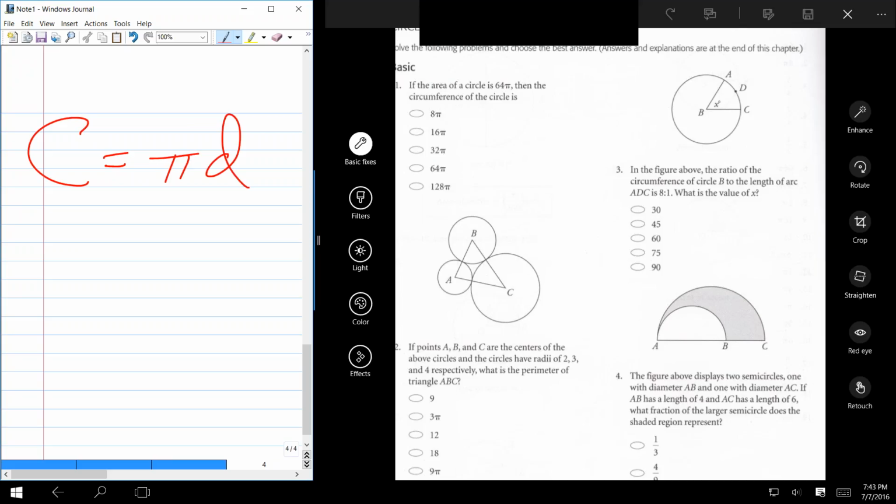But D is not the key variable for circles. R is. So I much prefer this, even though it's 3 characters instead of 2, it states everything in terms of radius. And when you're talking circles, everything is radius, okay? Forget diameter. If you're given a diameter, cut it in half. That's the radius.